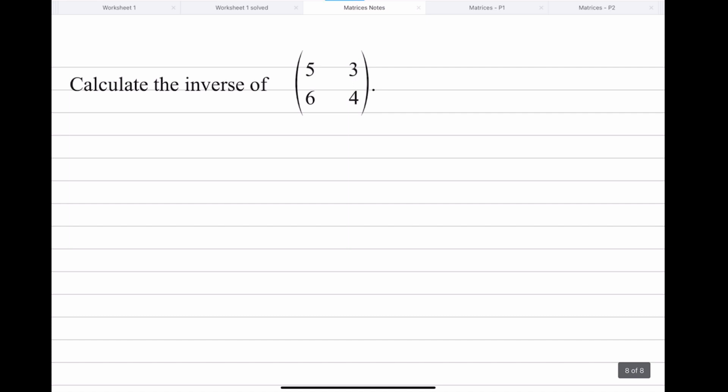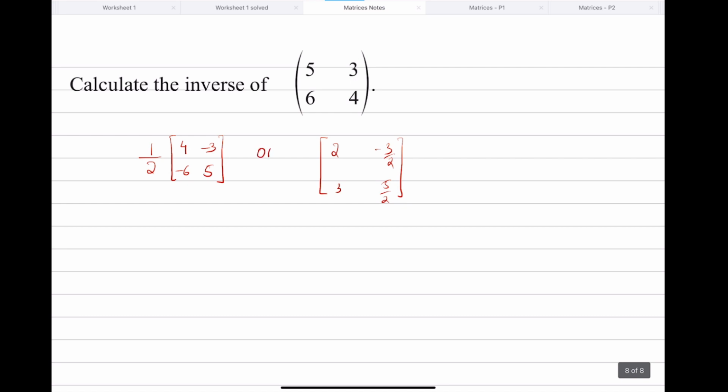Let me know when you have the answer. All right, let's have the answer. I simplified it further, so it's 2, minus 3 upon 2, 3 and 5 upon 2. Okay. If you didn't simplify, then your answer would be 1 upon 2, 4 and 5, minus 3, minus 6. There you go.